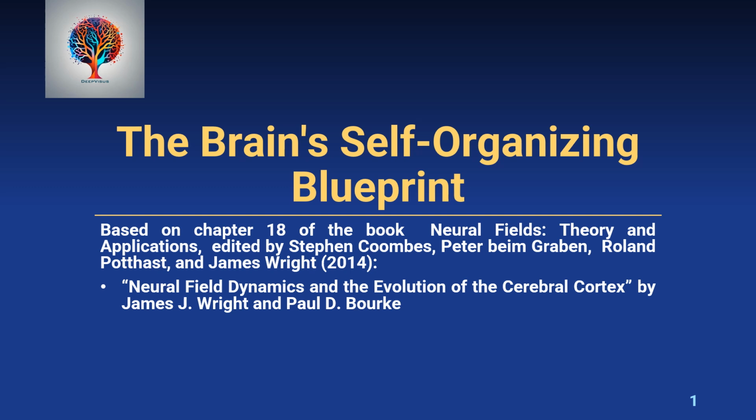I'm your host, and in today's episode, we're embarking on a truly foundational journey exploring nothing less than the very blueprint of the brain, how its intricate structure self-organizes during development, and how fundamental biological processes contribute to its remarkable functional architecture. Our guide for this profound exploration is the very last chapter of our current series, Chapter 18, titled Neural Field Dynamics and the Evolution of the Cerebral Cortex, authored by James J. Wright and Paul D. Bourke from the insightful book, Neural Fields Theory and Applications, published in 2014. This chapter offers a sweeping perspective linking the evolution of species with the prenatal development of an individual's brain.